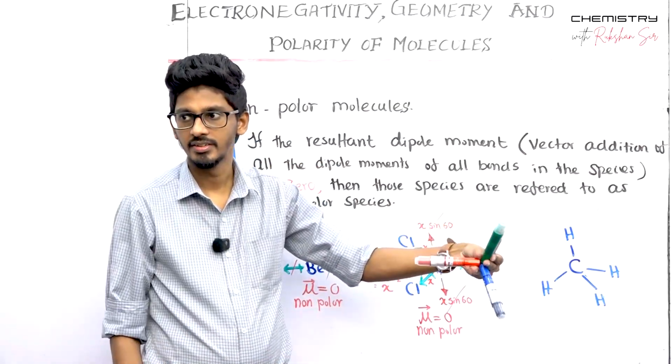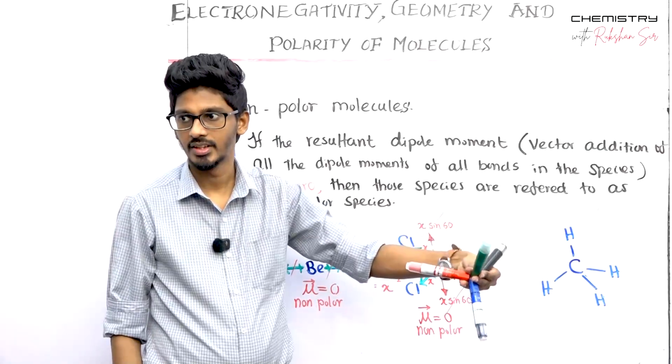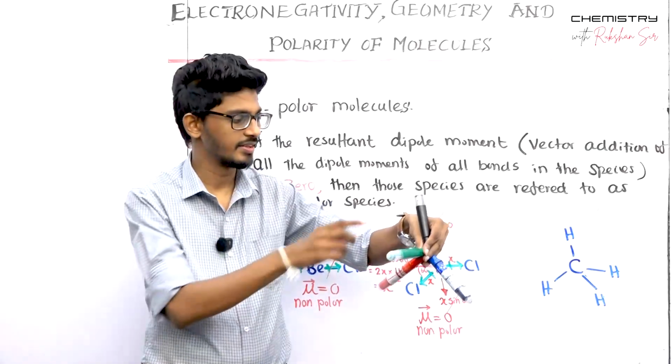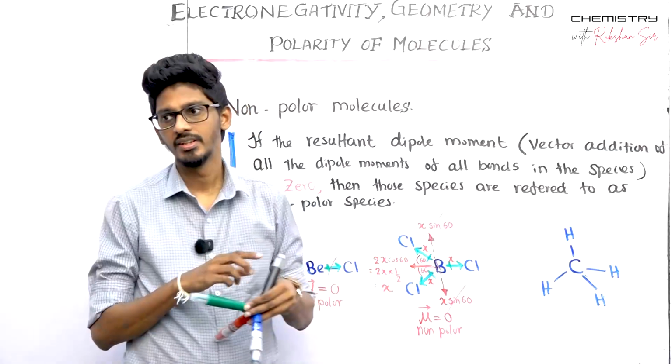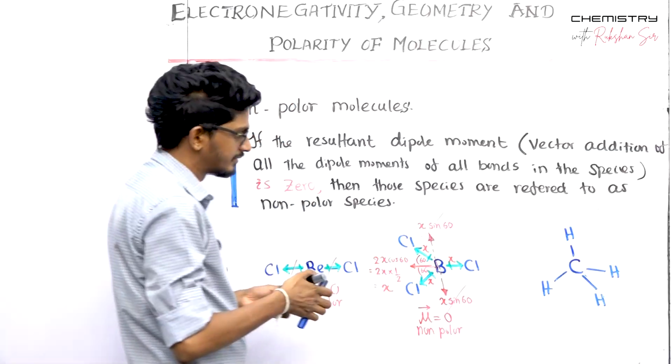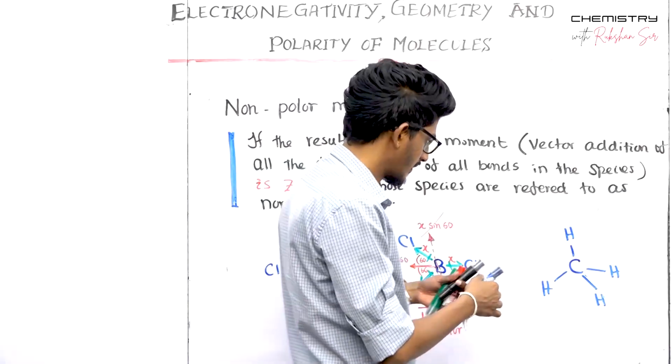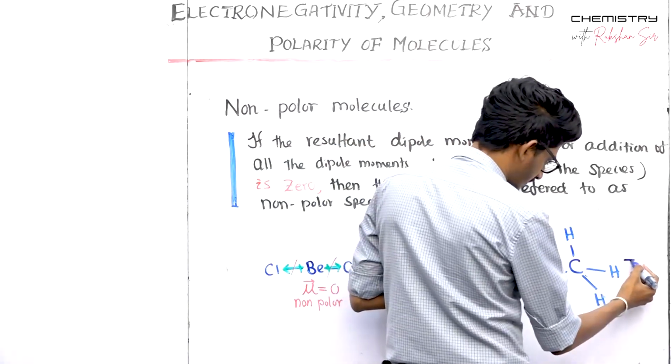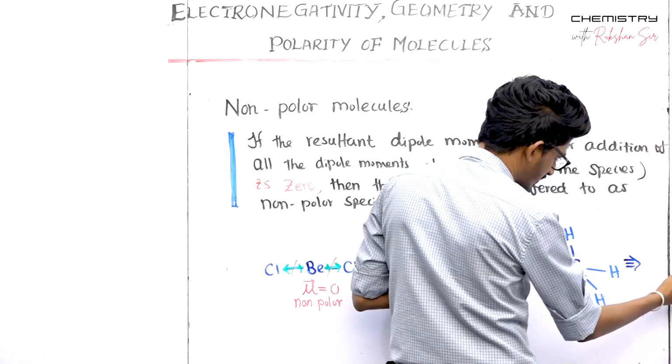This is just tetrahedral. This tetrahedral thing can be seen like a combination of two V's. Then what will happen? This can be referred to as the summation of two V's.